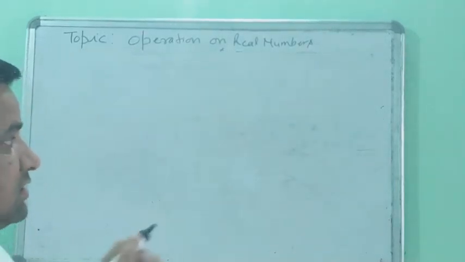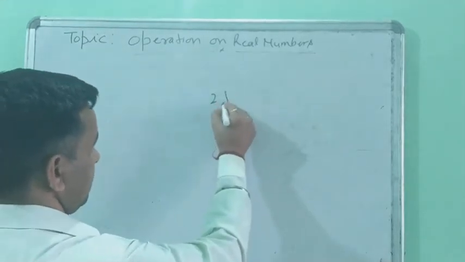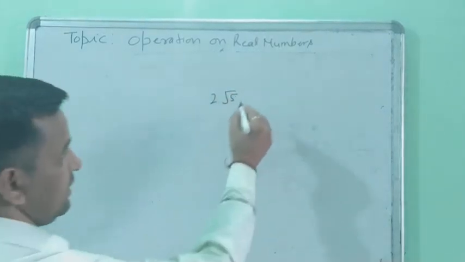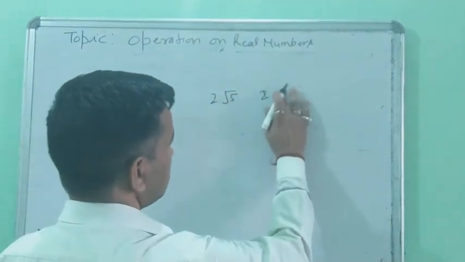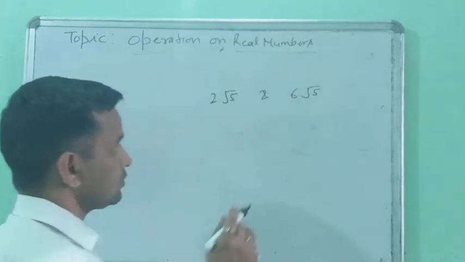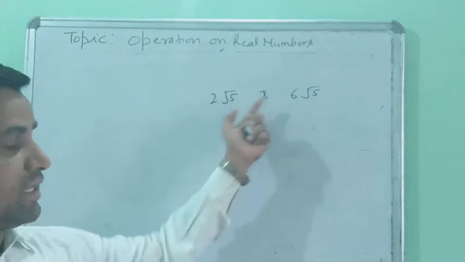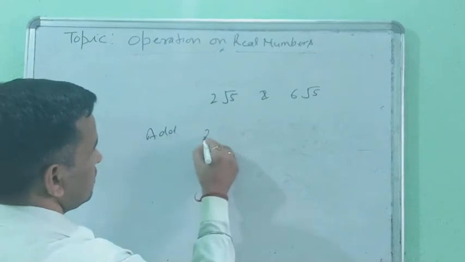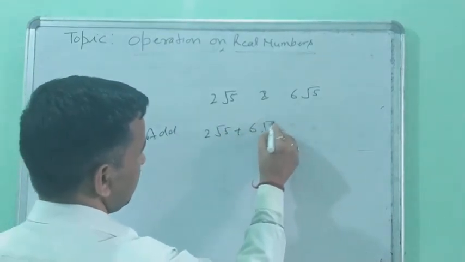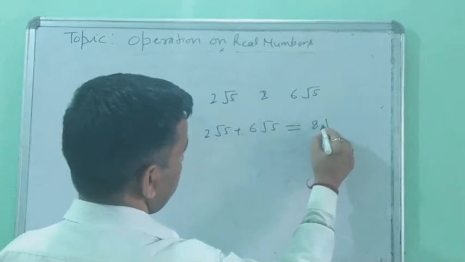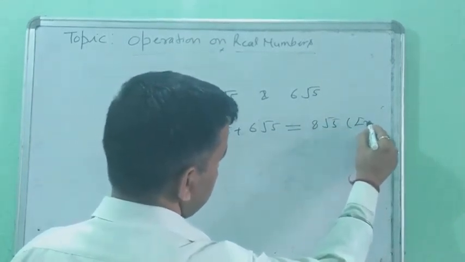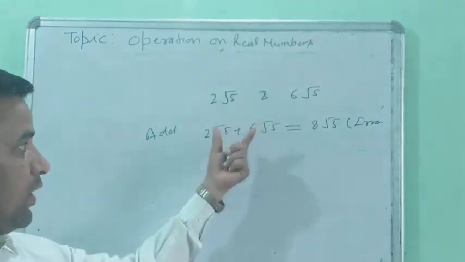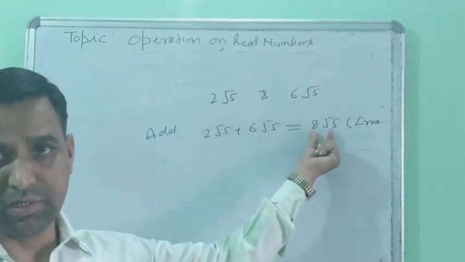So for example, suppose you write 2 root 5. 2 root 5 is an irrational number, and 6 root 5 is also an irrational number. Both are irrational numbers. But when you add both numbers, 2 root 5 plus 6 root 5, what result comes? 8 root 5. And this is also irrational. When you add two irrational numbers, the result is irrational.